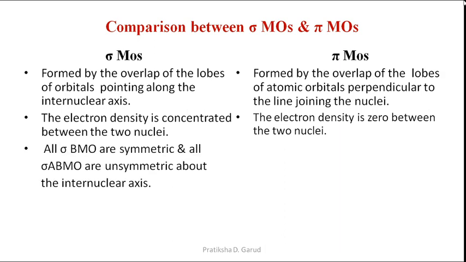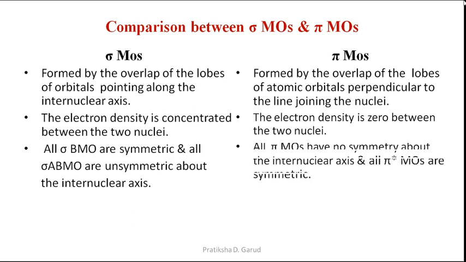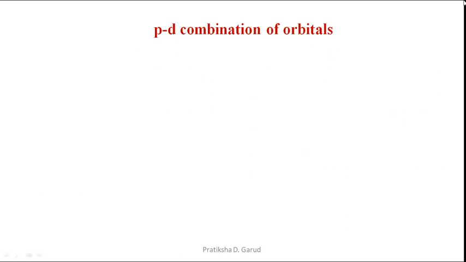The third point, all sigma BMOs are symmetric and all sigma ABMOs are unsymmetric about the internuclear axis, while in case of pi MOs, all pi MOs have no symmetry about the internuclear axis and all pi asterisk MOs are symmetric. So these are the points of difference.